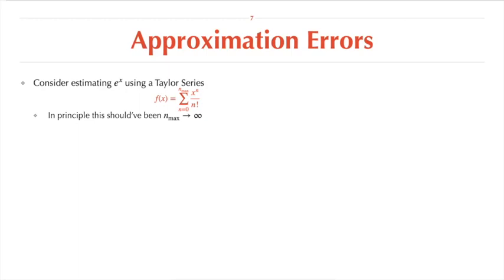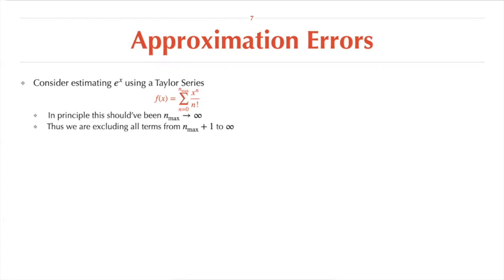As I just said, in principle, this should have been n max going to infinity. By doing that, you are chopping off all the terms from n max plus 1 to infinity. For example, if you take n max equal to 1, then it will give you f x equal to 1. But that's not a very good approximation, because if you take x equal to 2, then e square is about 7.2 something, and 7.2 is not 1. So n max equal to 1 will not be a very good approximation. Oh, I'm sorry, n max equal to 0 will not be a very good approximation.